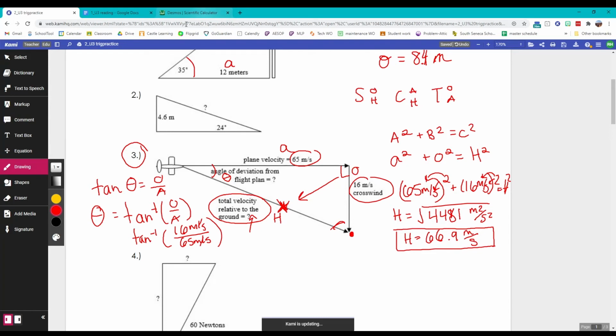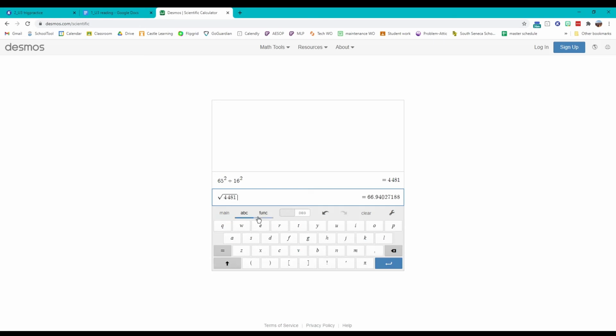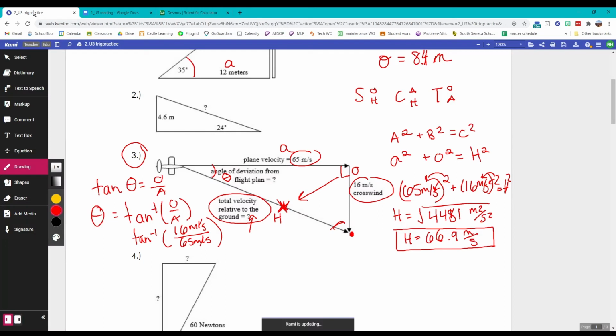What you put in the inverse tangent function should be dimensionless, and it will give you out degrees. So we want to do 16 divided by 65 tan inverse. Let's see how I can do that on here. There we go. So clear, tan inverse 16 divided by 65. Let's make sure that's what I want to put in. Yep. Okay, and I get 13.8. Down here, 13.8 degrees. Awesome. Great job.